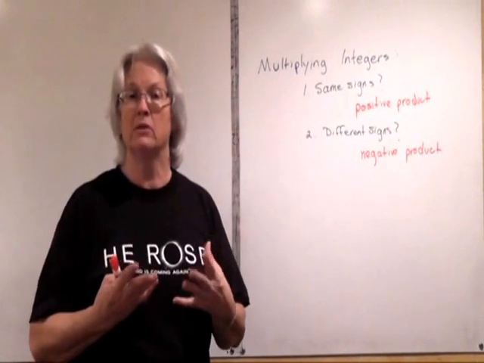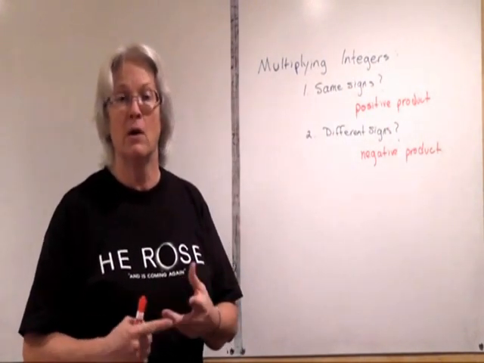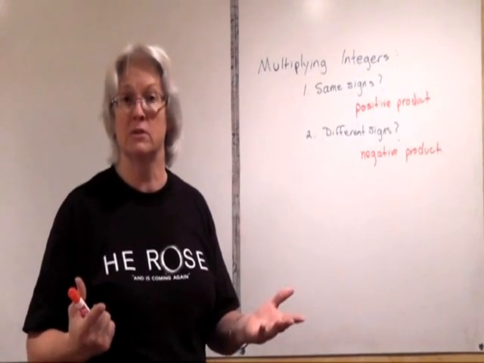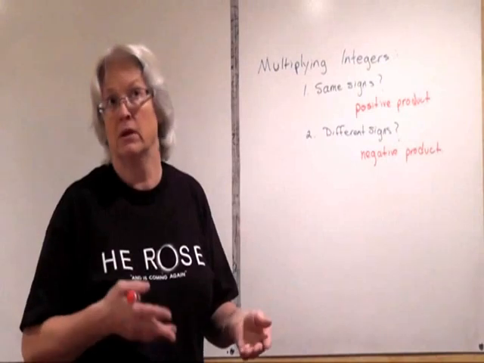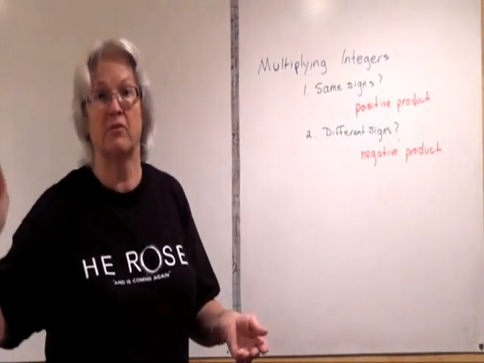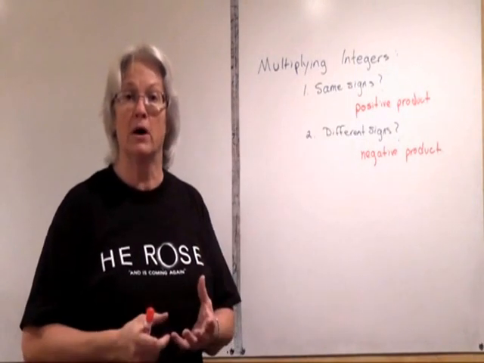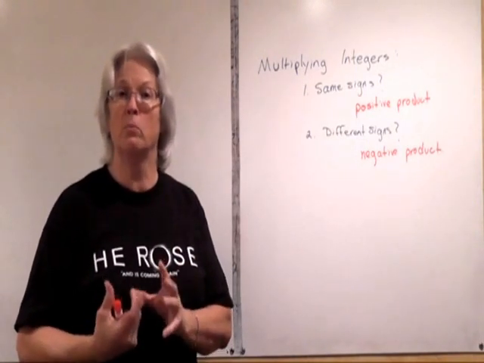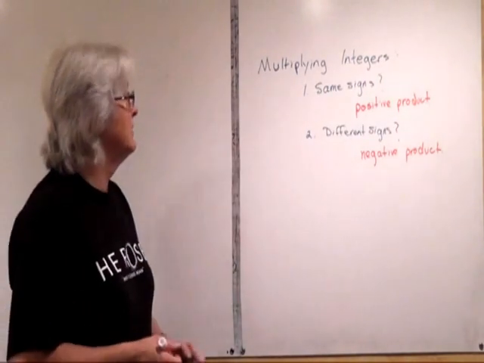Well, remember that integers are positive numbers, negative numbers, and 0. We know how to multiply 2 times 2. We know that that's 4. 5,000 times 300 is 15 with 5 zeros after. We know how to do multiplication with positive numbers. But what do we do when we're multiplying with integers, when we have negative numbers involved there?